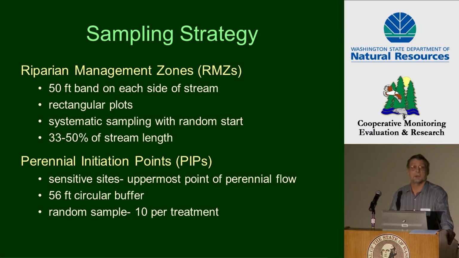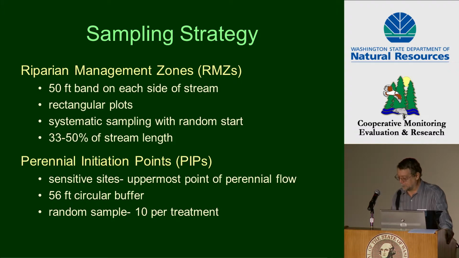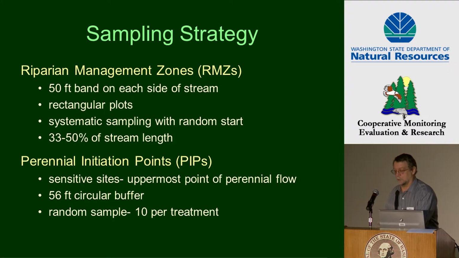We also sampled perennial initiation points, or PIPs, which are a special sensitive site that receives a 56-foot circular buffer that's centered around the uppermost point of perennial flow. And for the PIPs, we took a random sample from each of the treatment groups.